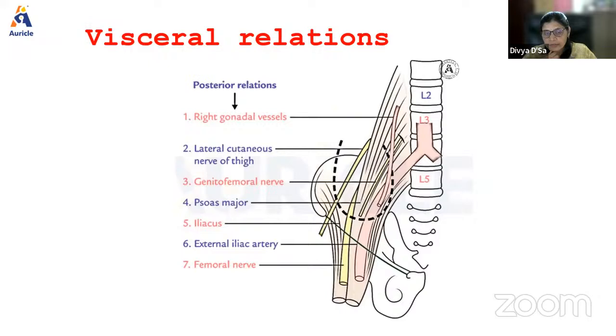Among the relations, now when we see the visceral relations, posteriorly the cecum is related to the right gonadal vessels. This dotted line is the cecum. Here we see the right gonadal vessels, then the psoas major muscle, then the genitofemoral nerve, the lateral cutaneous nerve of thigh, the psoas major, the iliacus, the external iliac artery, and the femoral nerve. These are the structures which lie posterior to the cecum. All these are important, especially when we are doing a surgery in that region.